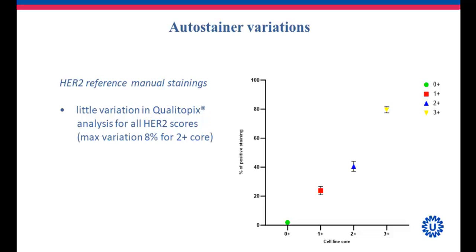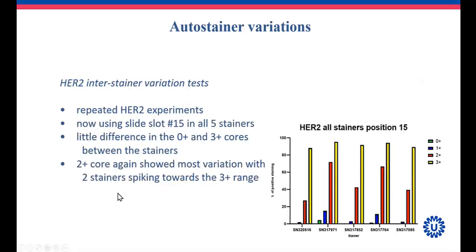So we did manual experiments for HER2 without the machines, and you see that the variation between the different cores is minimal. So I think that excludes that we have any inherent problem in the lab with this type of antibody. And then we did some stain variation experiments.